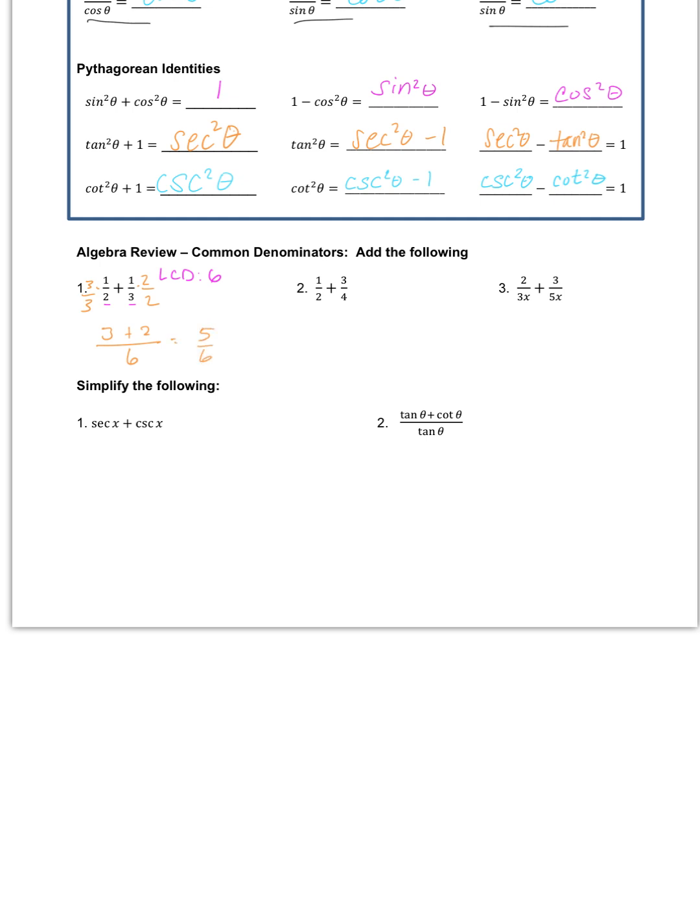Okay. All right, our next one, this LCD is 4. So I put a 4 here. If you notice for this first one, I have to multiply by 2. The second one, I don't have to multiply by anything because I already have 4. So 2 times 1 is 2, and I've just put that 3 there from this one, and I get 5 over 4. I'm going to leave it improper.